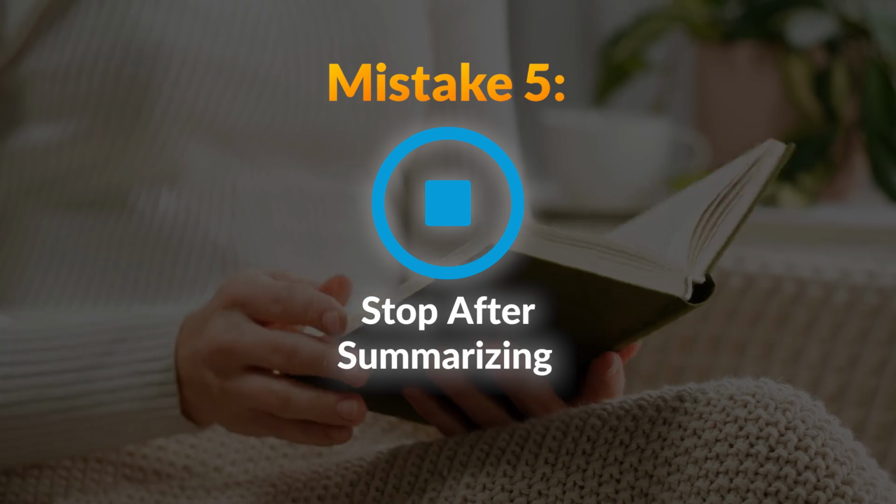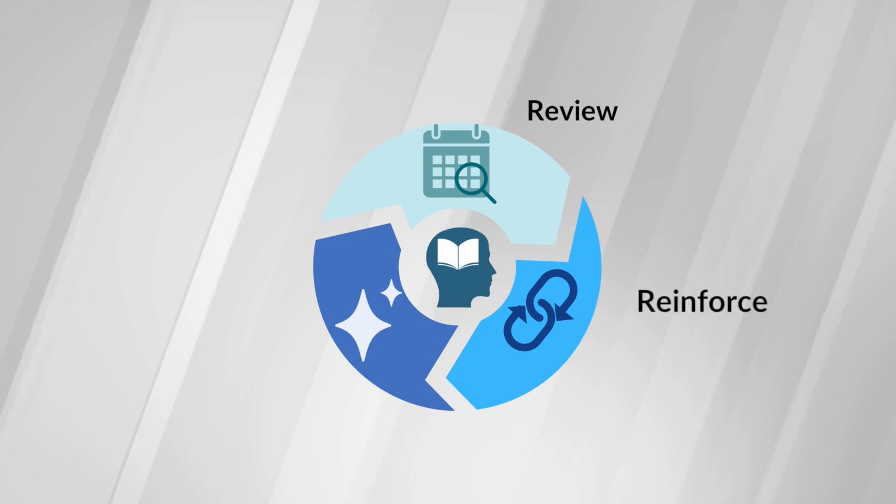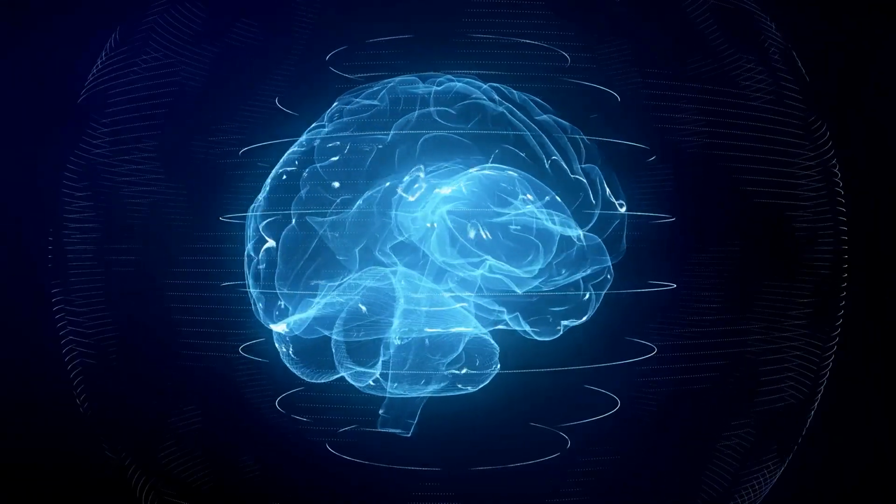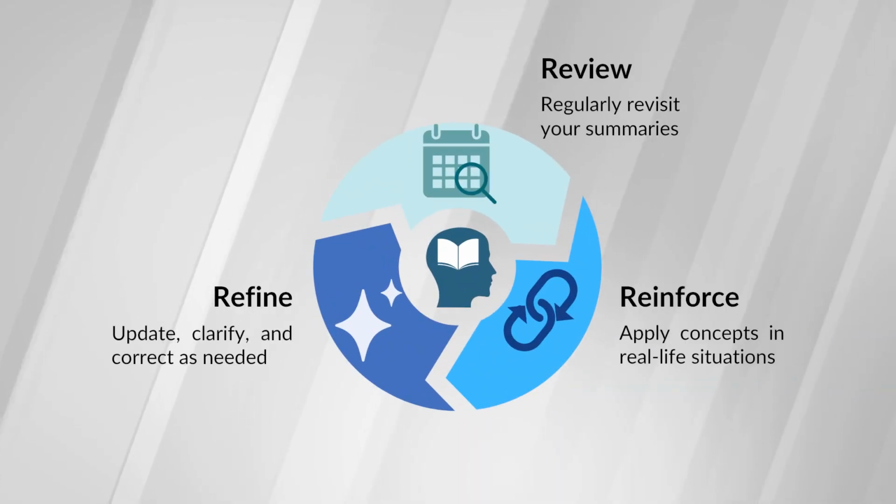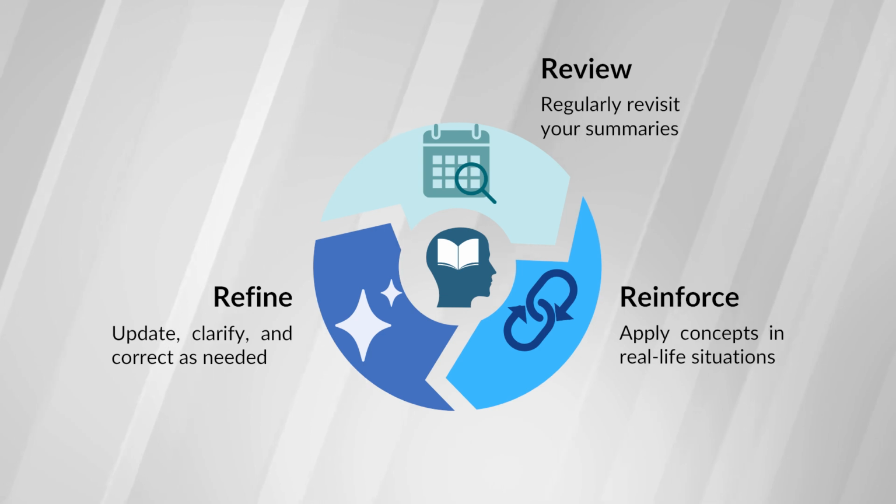Let's move on to the last mistake, stopping after you summarize. Many readers close the book, finish their summary, and move on. But if those summaries don't show up in your work or your life decisions, then you're not done yet. After finishing your summary, try this 3R cycle: review, reinforce, and refine. Your brain needs repetition and reflection in order to turn information into insight and to lock it into your long-term memory. So use the 3R cycle to convert passive information into active knowledge and actually make that learning stick.